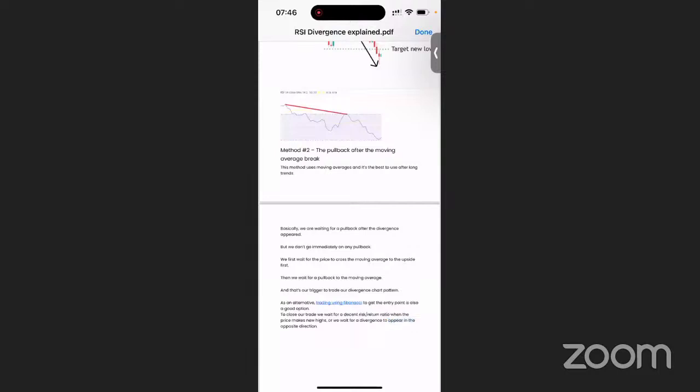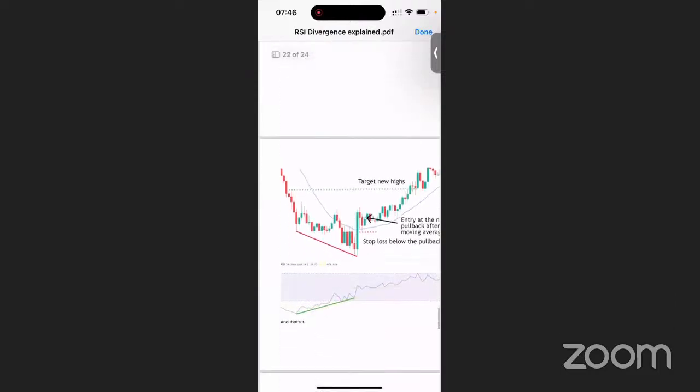Alternatively, trading using the Fibonacci to get an entry point is also a good option. To close our trade, we wait for a decent risk-return ratio, but this one we shall discuss later. What I'm saying is this: you wait for the pullback and let candles close above your moving average.